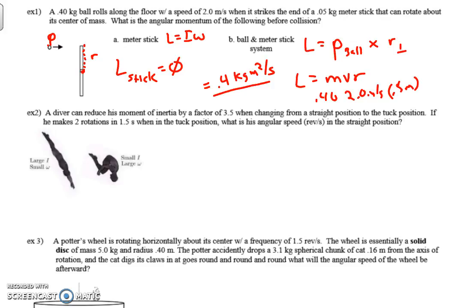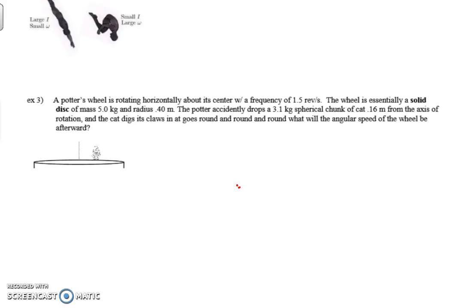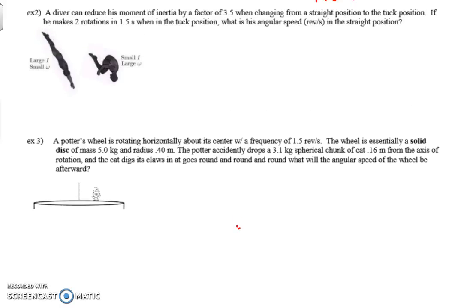All right, let's do one more. Try to do this one quickly, and then we'll talk about the last one in class. So we've got a classic diving problem where a diver is spinning around with a small I and a large omega, and then they come out of the tuck. And we want to know what's the angular speed when they're in a straight position.